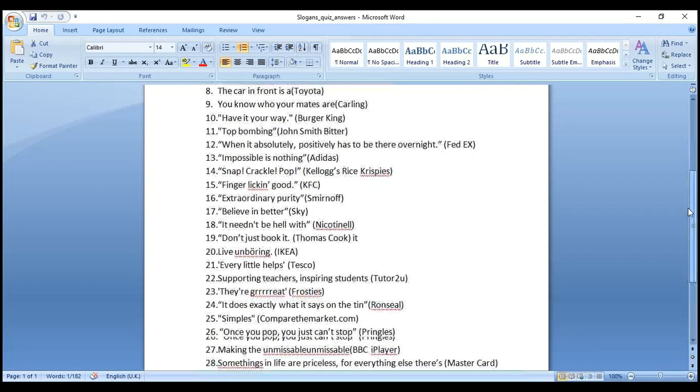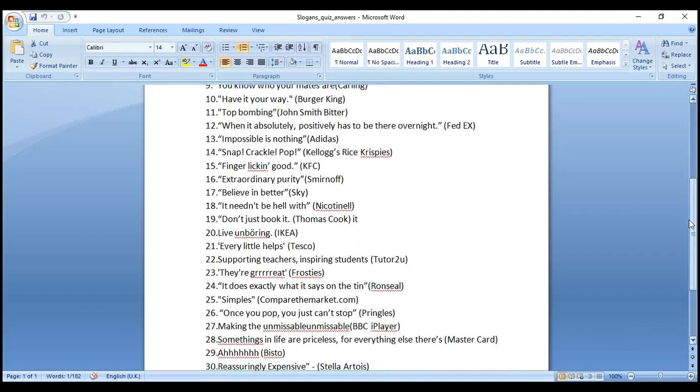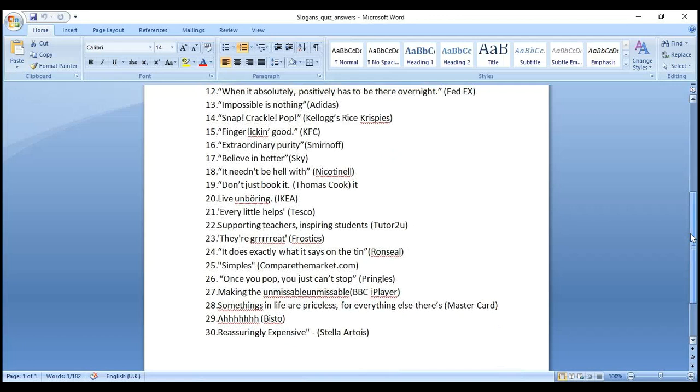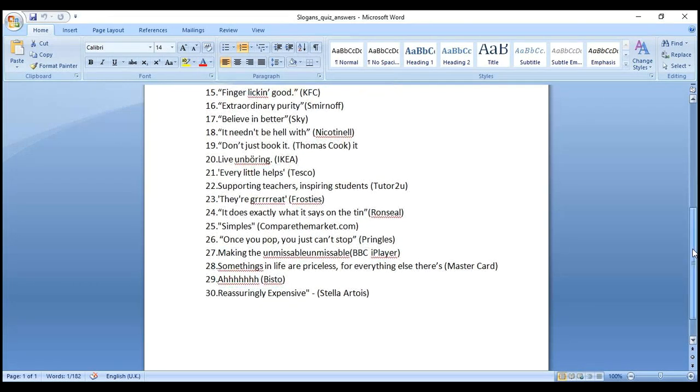Adidas. Snap, Crackle, Pop, Kellogg's Rice Krispies. Finger lickin' good, KFC. Extra Purity, Sky, Believe in Better. Sky, then there are those tablets for smokers with nicotine. Don't just book it, Thomas Cook it. So that is to represent IKEA: Live unboring. That's IKEA because it's making beds, mattresses and various other furniture. Every little helps, that's Tesco. Then the Tutor.eu website: supporting teachers, inspiring students.